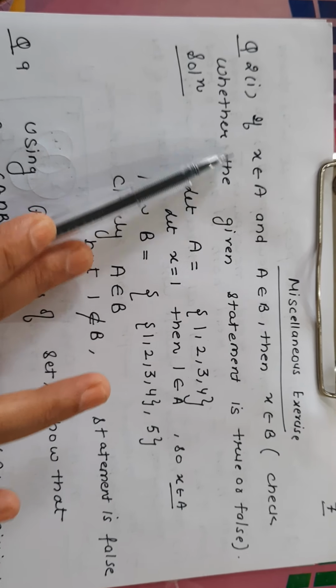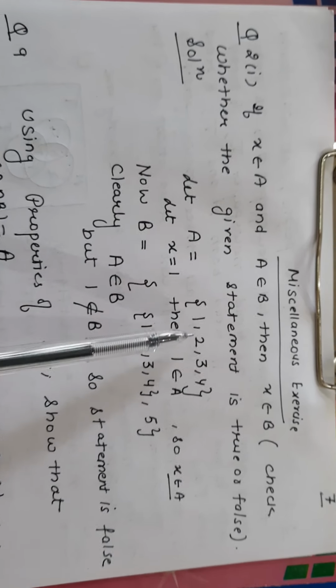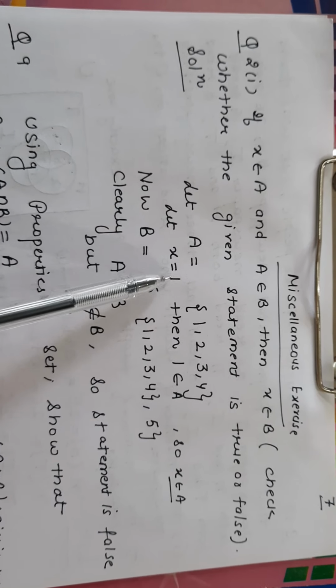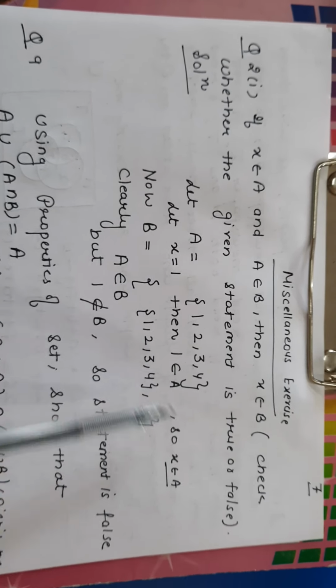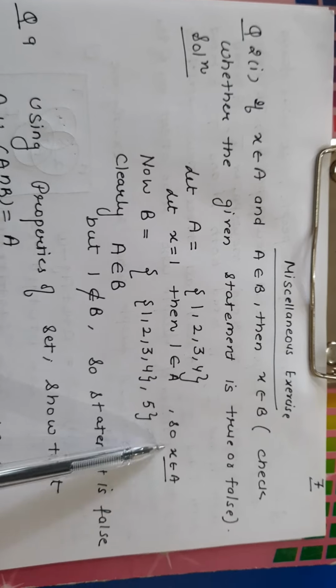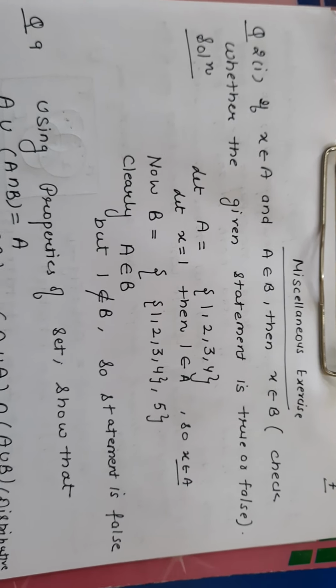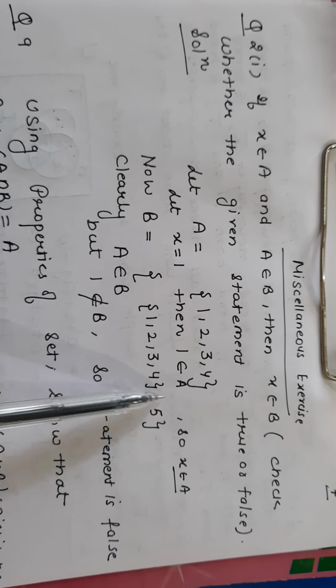Now we are given X belongs to A. So you can take X either 1, 2, 3, 4. I have taken X equal to 1. That means 1 belongs to A. So you have taken first condition, X belongs to A. Now next condition is given to be A belongs to B. That means this A is an element of B.